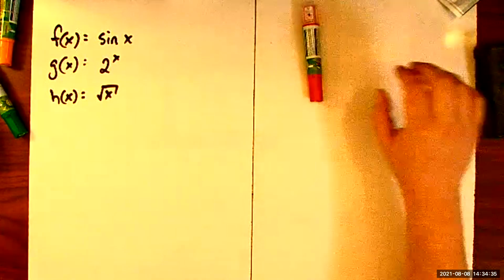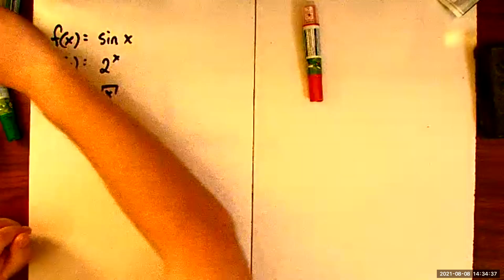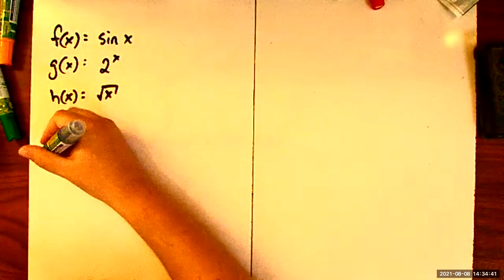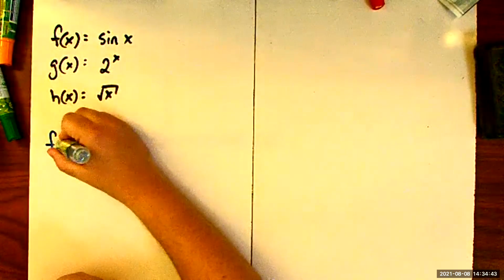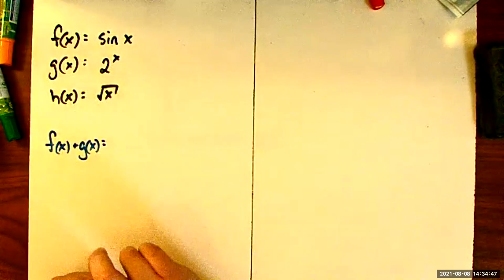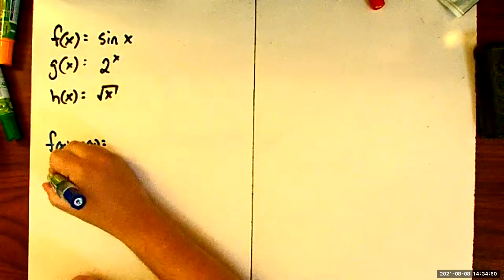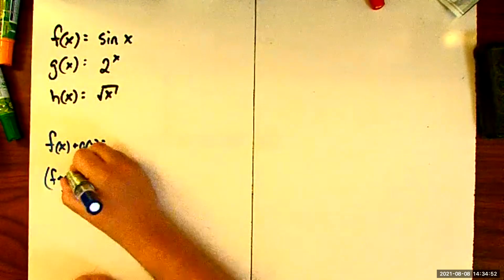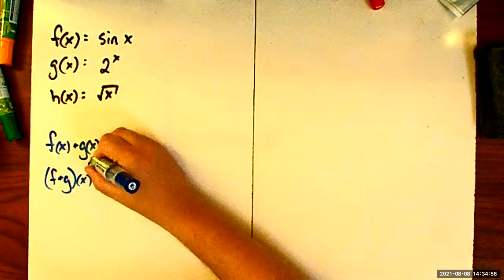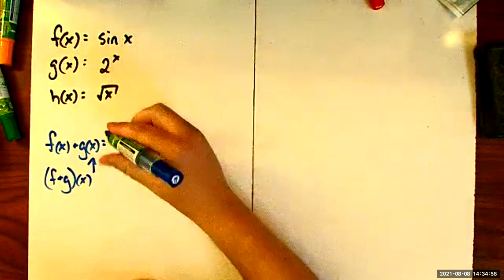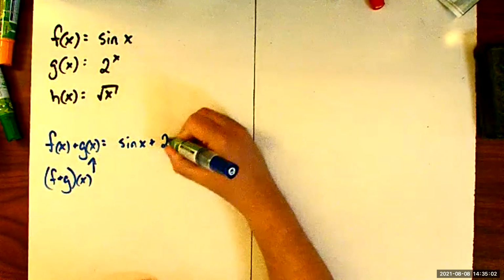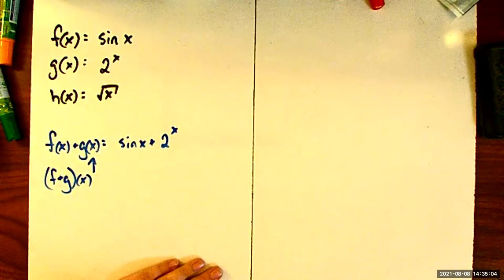Then if we were to just add functions, well, that's no problem. We could do f plus g, f of x plus g of x, which is sometimes written as f plus g of x. This would just be adding the two functions together. And so we get sine of x plus 2 to the x. Done.